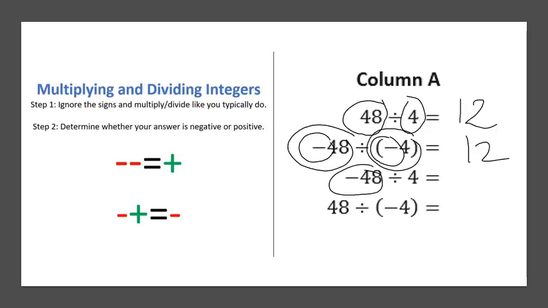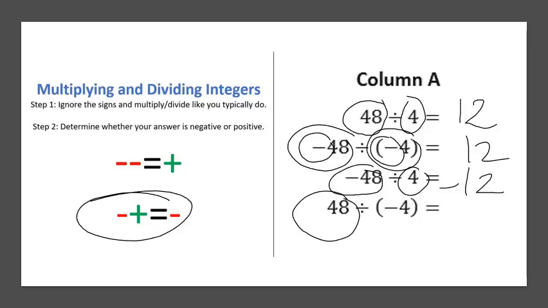Look at the next problem, negative 48 divided by 4. I know 48 divided by 4 is going to give me 12. Now I just need to determine if it's positive or negative. I'm dividing a negative by a positive, so I know my answer is going to be negative.